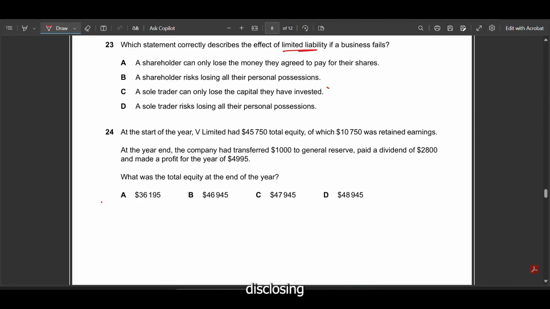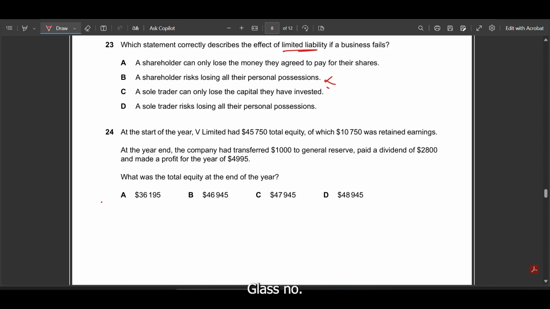B, a shareholder risks losing all their personal possessions. No, that is the concept of limited liability, wherein no one, the bank people or any creditors, can touch their personal belongings. So B is absolutely wrong. Let's eliminate it. C, a sole trader can only lose the capital they have invested. D, a sole trader risks losing all their personal possessions.